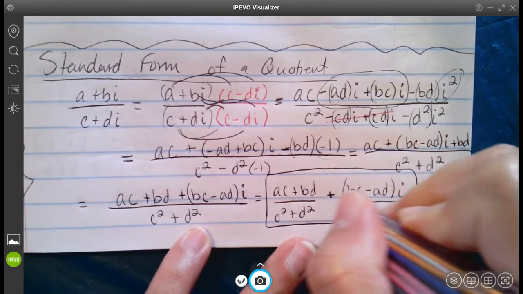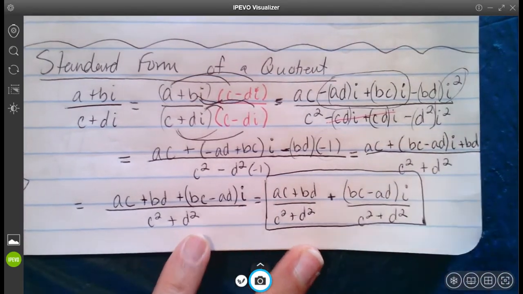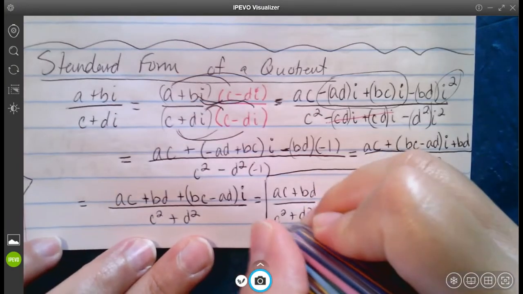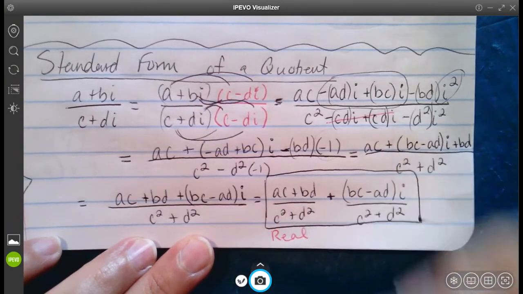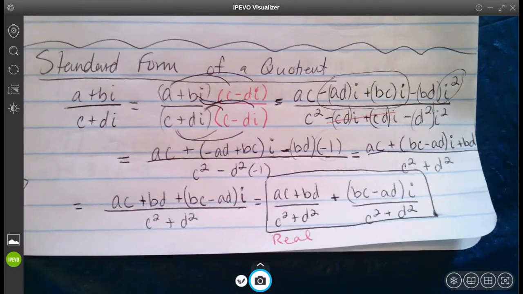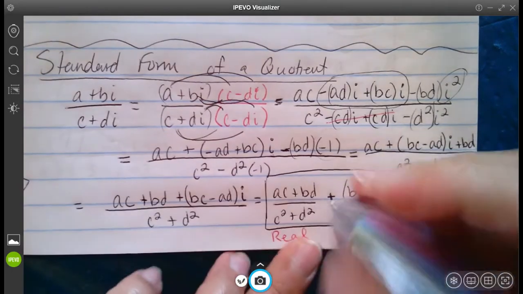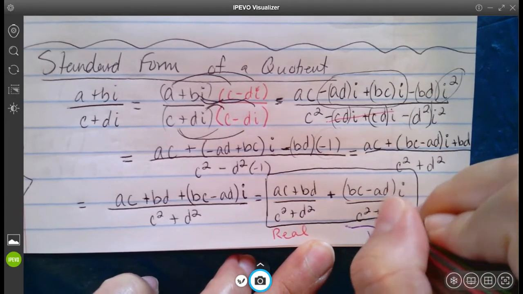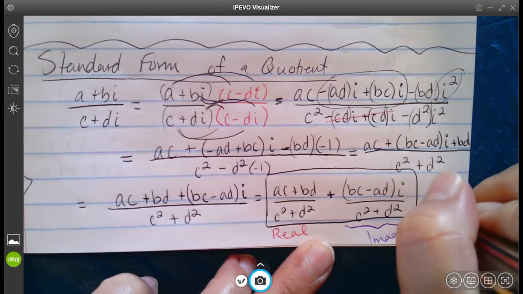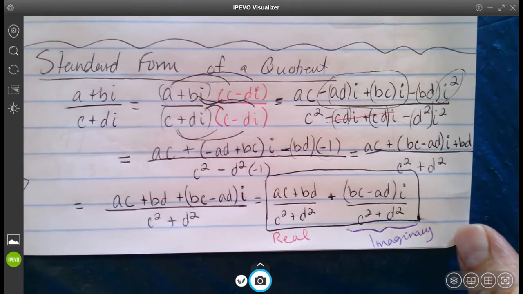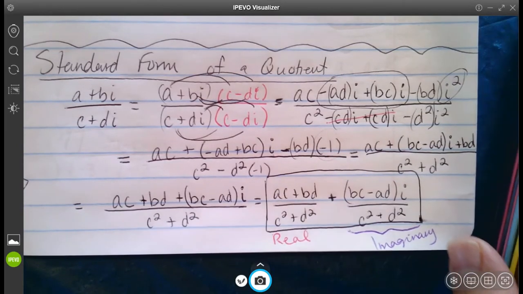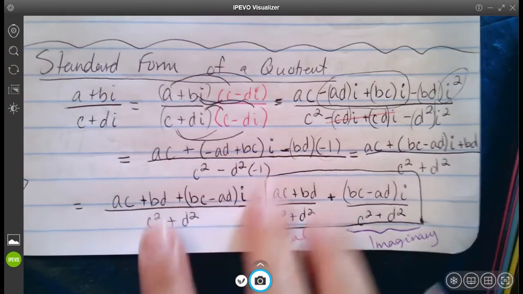It's kind of a lot of work, but this is a more general form. And from here, we can see that this part right here is the real part, and the part with the I, this part right here, is going to be our imaginary part. Lot of math here. Let's go ahead, and you've got to go really carefully so you don't mess up.